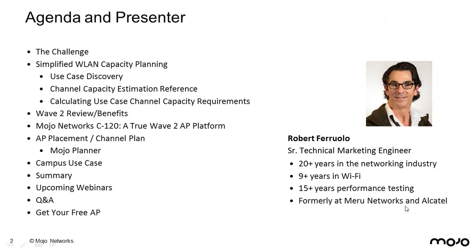All right, so the challenge. We're going to focus on capacity as the main challenge. Of course, there are other challenges too, like security and onboarding, but today we'll focus on designing for capacity. We'll present a simplified wireless LAN capacity planning methodology. We'll quickly review Wave 2 and its benefits, take a quick look at the 120, and then a little bit about the Mojo Planner, or AP placement plan and channel planning. And we'll look at a campus use case, then go through the summary, touch on the upcoming webinars, and then we'll have Q&A.